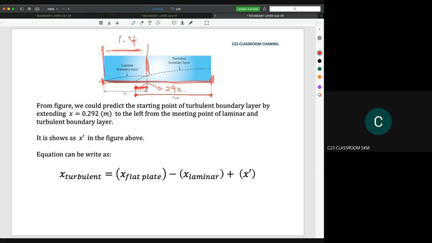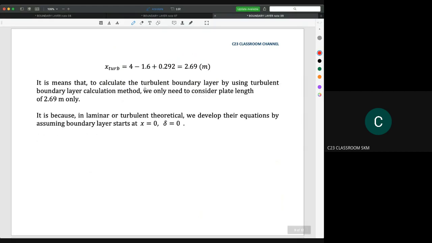By simple mathematics, we can calculate the total length of the turbulent boundary layer using this equation. We take the total flat plate length, subtract the total laminar length, and add the length from the critical point to the starting point of the turbulent boundary layer. If we do that, the total length of the turbulent boundary layer is equal to 2.69 meter.